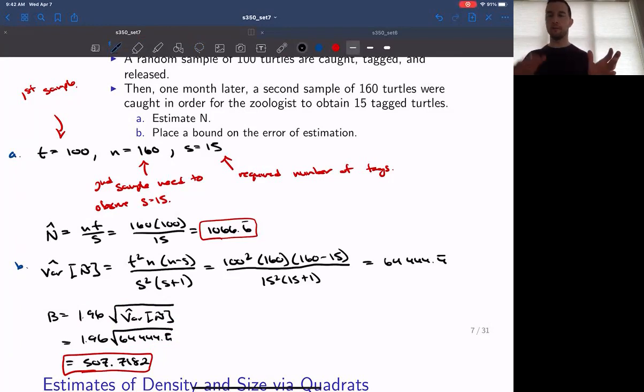So again, direct sampling, inverse sampling, same goal. They're both used to estimate population size. The difference is that with direct sampling, little s is random, and with inverse sampling, little n is random. So with direct sampling, we don't know how many tagged animals we are going to recover. With inverse sampling, we have a set quota of tagged elements that we require. So the little n will change to meet that requirement for S.